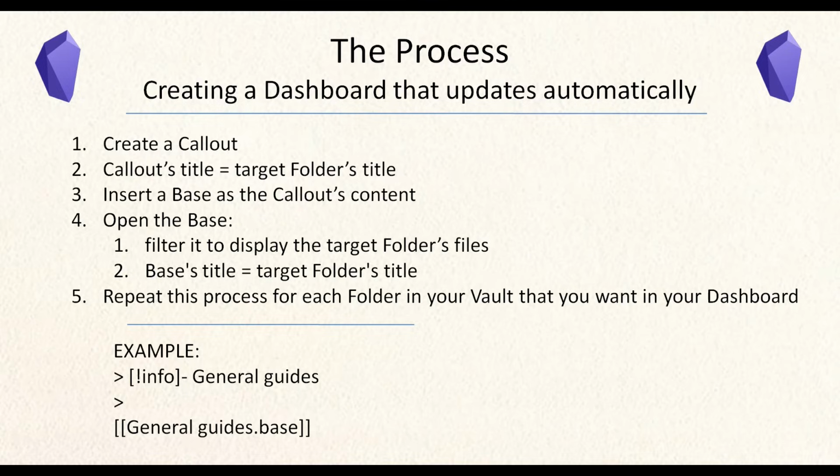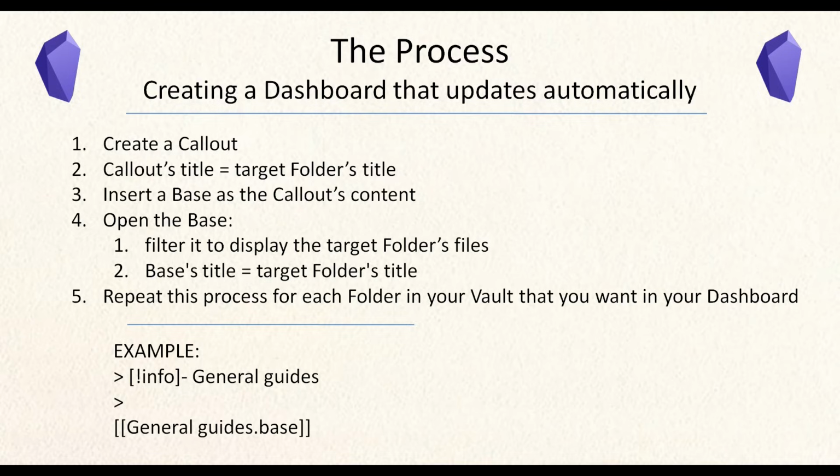And naturally, we want to make the callout's title be the same as the folder's title so that we create a correspondence between the two. Once we have the callout, insert a base as the callout's content. Now remember, when you create a base in Obsidian, that initially created base contains every single file in your vault. So once we've inserted this base into the callout's content, we want to go to that base and filter it to display the target folder's files.